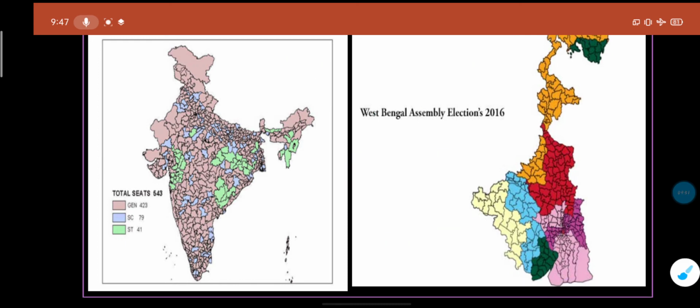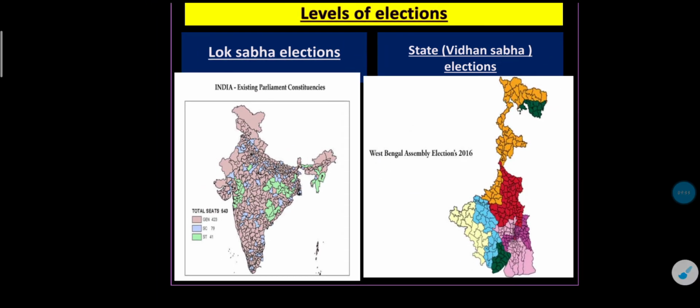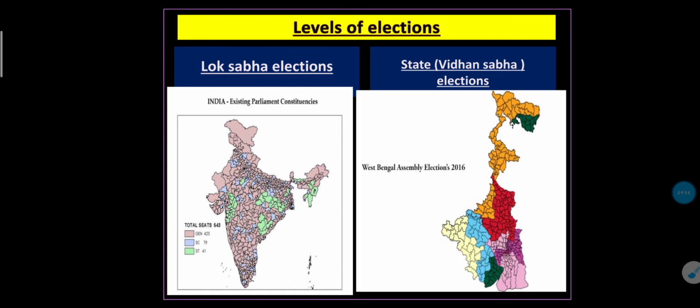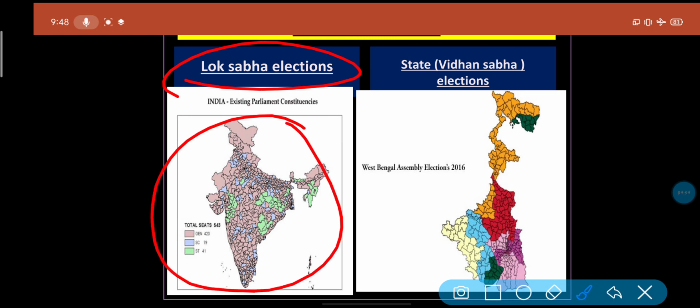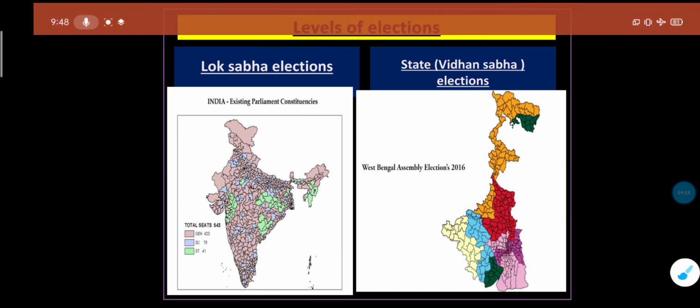So in this way you will understand that there are two levels of election. One is the Lok Sabha election, where all our country is divided into small parts and the election is going on. The other is the state election, that is the state Vidhan Sabha or Vidhan Parishad elections, that is the assembly election, where the particular state is divided into so many districts and so many constituencies.